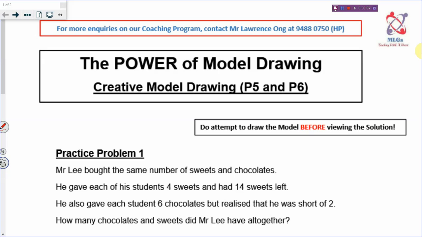Alright, so we're going to continue with our drawing lessons, and we are soon coming to the end of our P5 and P6 model drawing. Of course, there are still many other kinds of questions that we can draw, but we will not be spending so many lessons on model drawing. Right? So we have about another 3, 4, 5 more lessons. And after that, we are moving into something else. When the time comes, I'll be announcing what kind of lessons we are having.